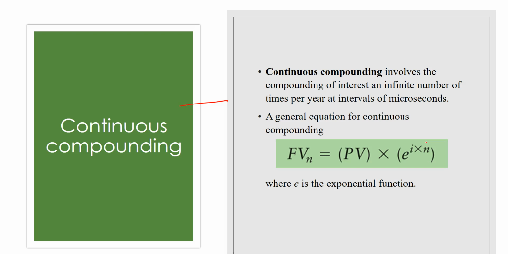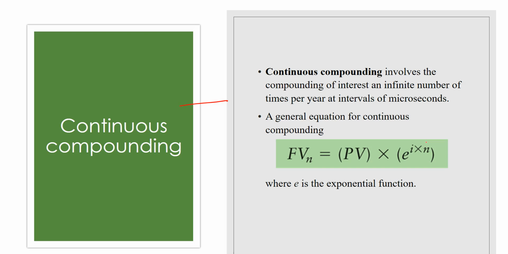We could get all the way to continuous compounding. So continuous compounding is a theoretical property, but I can't think of any examples in real life that would have continuous compounding. Continuous compounding is where interest is added to your principal an infinite number of times per year, so microseconds. The equation for continuous compounding is listed here. The future value is equal to the present value times the exponential function raised to the interest rate times the number of years.